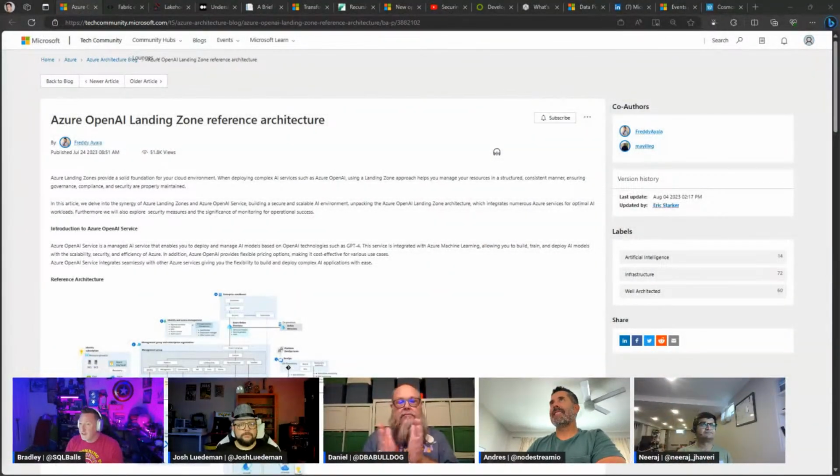Speaking of doing it right, there's a reason that we're all here, that we are gathered together, and talk about somebody who's done it right. It's your friend and mine, Neeraj Jhaveri, and he is starting us off with the Azure OpenAI landing zone reference architecture.